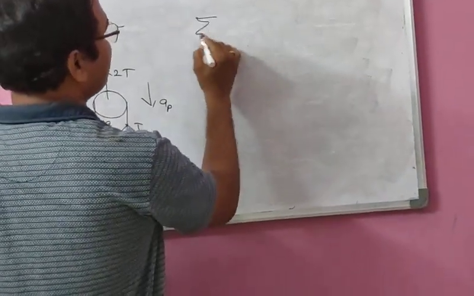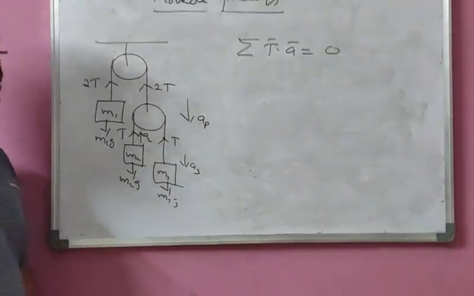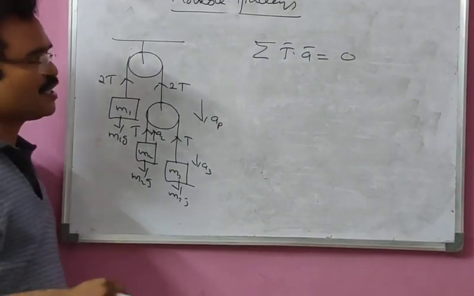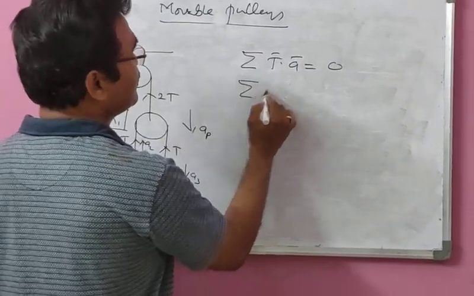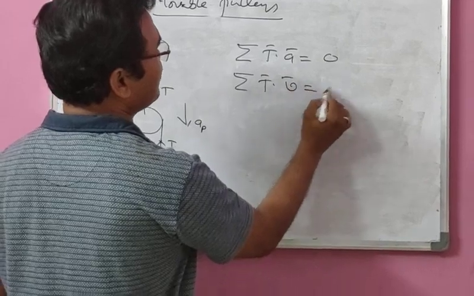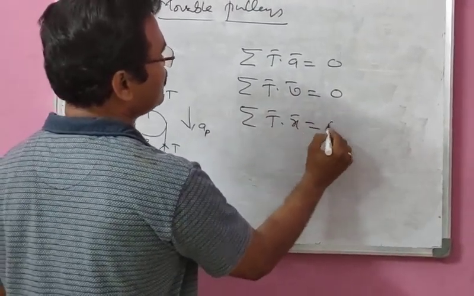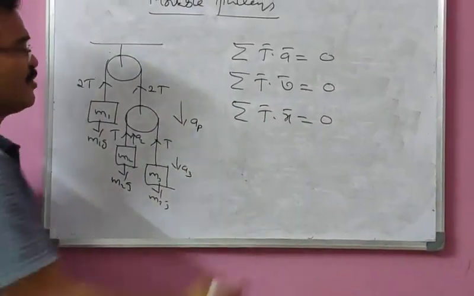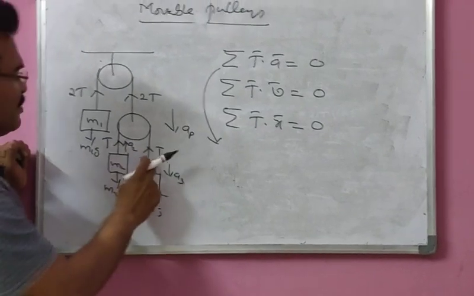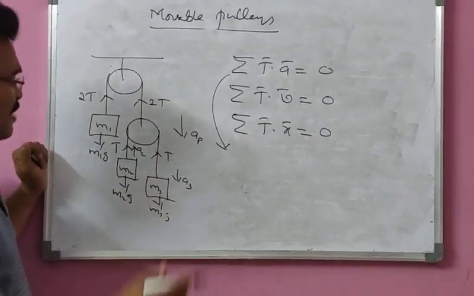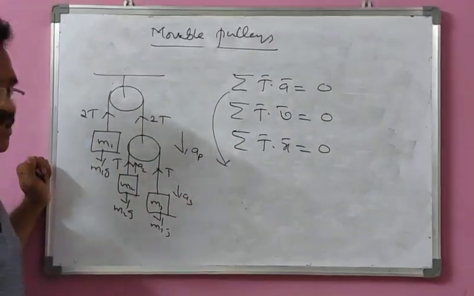The shortcut method for finding the acceleration is sigma T bar dot a bar equal to 0. That means a dot product of tension and acceleration. Not only this, you can even use a dot product of tension and velocity equal to 0, or tension and displacement also equal to 0. At present we are interested in this one, so I'm writing the same here. I would like to calculate between these two. While writing, the direction is compulsory because this is a dot product, so you are going to get cos theta.